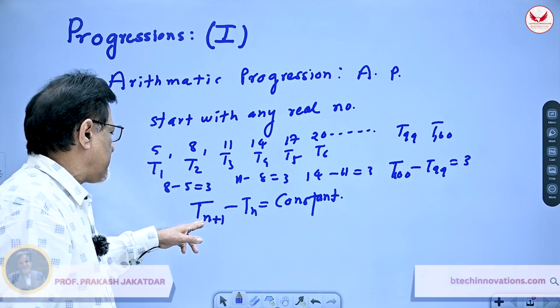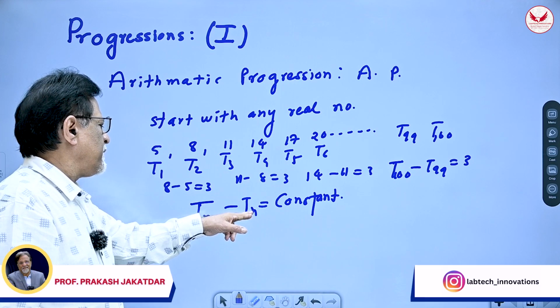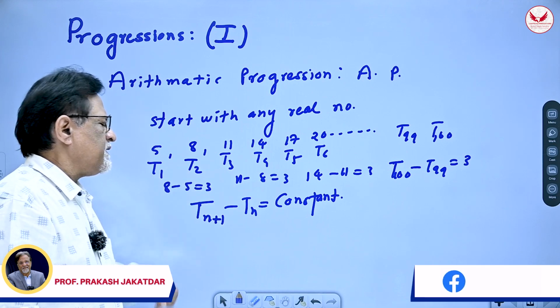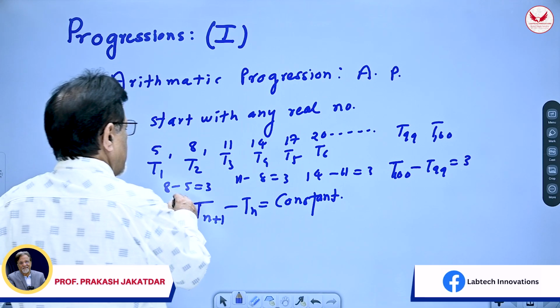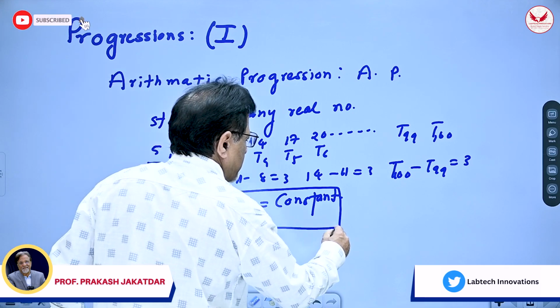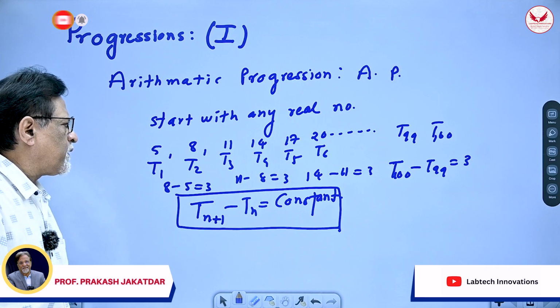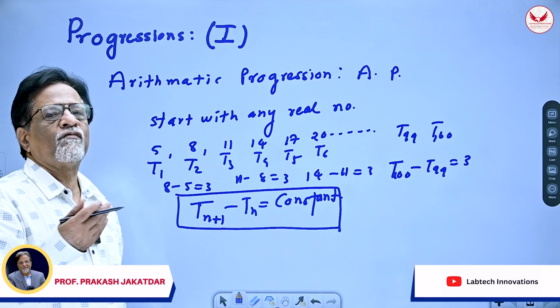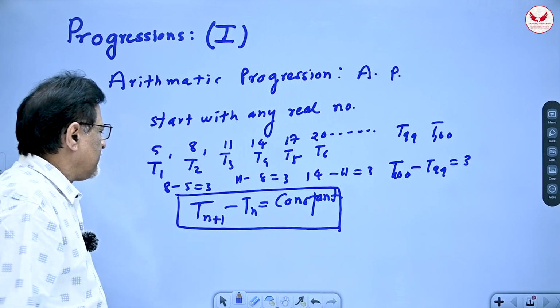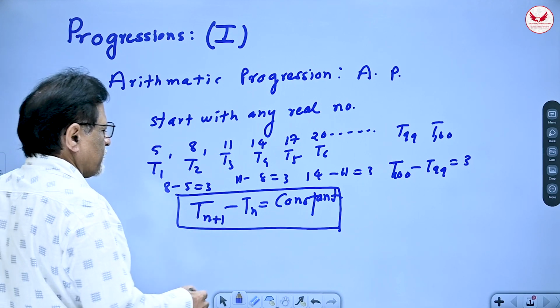Suppose I replace n by 8. So 8 plus 1 will be 9, and this will be 8. So T9 minus T8, right? So this is a definition. This defines the kind of progression that we are going to study. So how does it define? Arithmetic progression is defined as a sequence of terms such that the difference between the consecutive terms is always constant. Correct? So that is our definition.